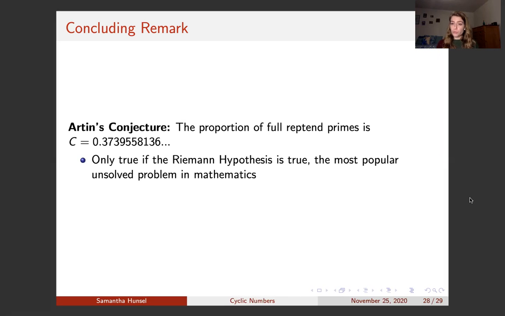Actually, this is only true if the Riemann hypothesis is true, which is the most popular unsolved problem in mathematics. And basically, the Riemann hypothesis implies that there would be infinitely many primes. And so if there are infinitely many primes, 37% of infinitely many would also be infinitely many, so we would be able to say that there are infinitely many full reptend primes if the Riemann hypothesis was true. Unfortunately, it's not, so we are only stuck wondering for now.